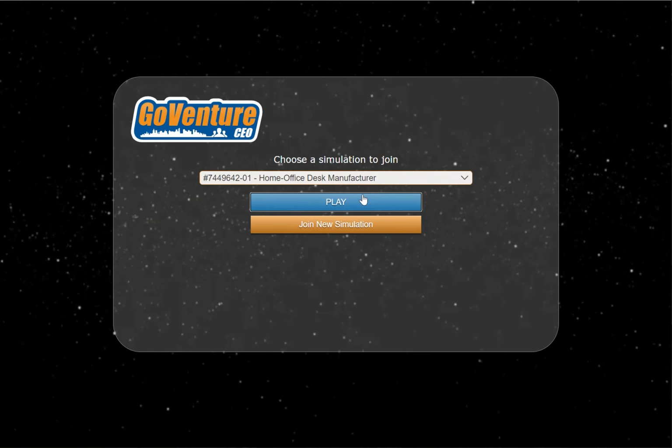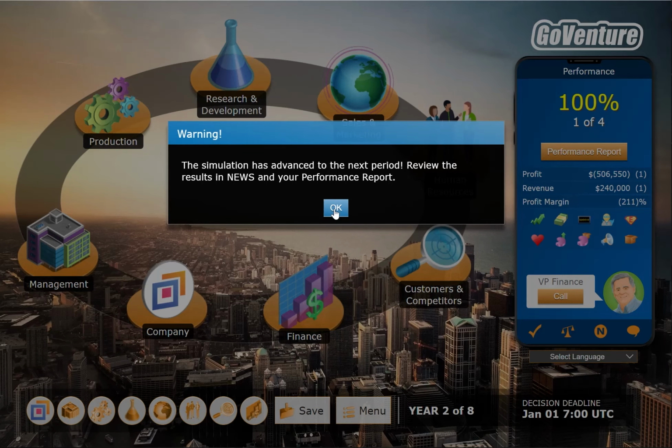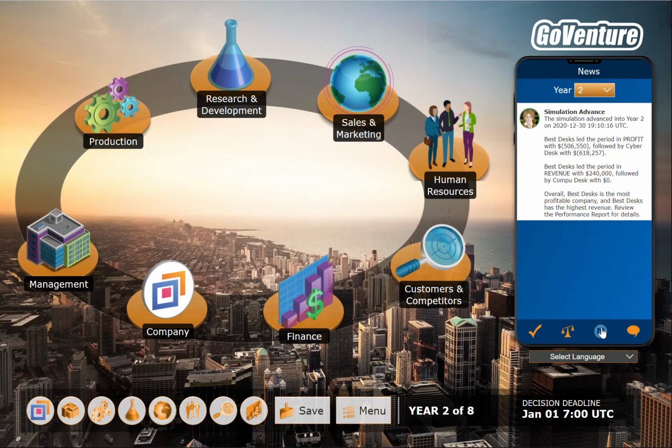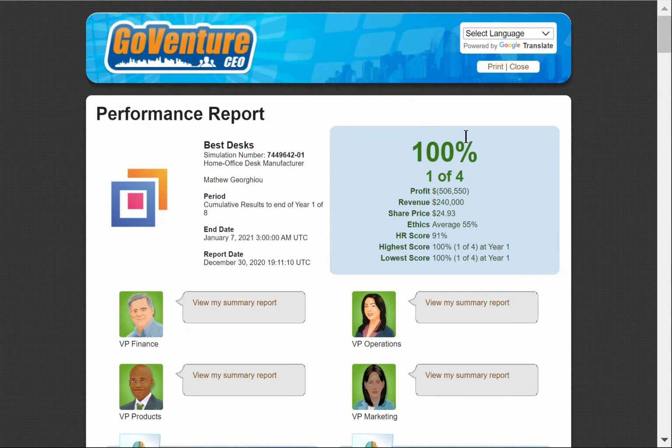Let's go and play. After the decision deadline has passed, you'll be able to log in and see your results. So let's join the same simulation again. And we can see a message now that the simulation has advanced to the next period. And we'll be able to view the results under the news icon or app on the smartphone. And this will tell us who had the most profit and most revenue for the period, but then it guides us to our performance report, which is here, always available on our smartphone.